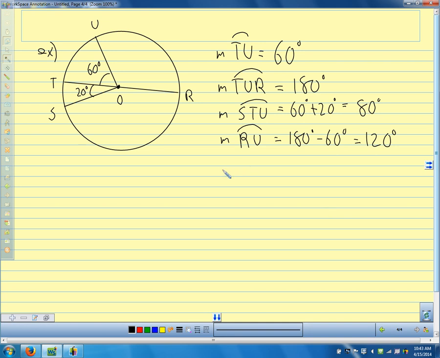What would be the measure of arc TSU? From here all the way around to here. 300, because this part is 60 degrees. And I subtract that from 360. So I'm going from here all the way around to here. The minor arc is 60, so the major arc is 360 minus 60, and I get 300 degrees.